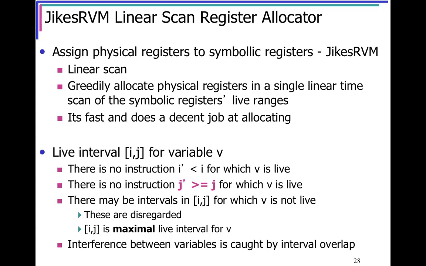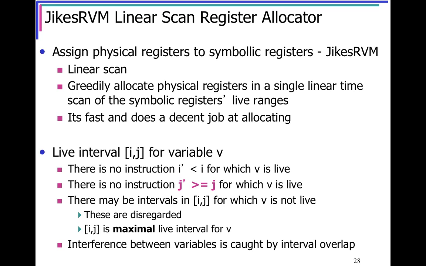For the linear scan register allocator, we don't have the time to put into identifying live ranges by making multiple passes over the code. So we're trying to determine the live ranges and allocate physical registers to these symbolic registers with a linear scan of the code. Our goal is to do this allocation of registers very quickly. At the same time, produce code that is pretty high quality.